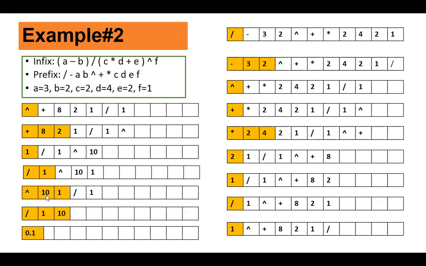Now this is an operator followed by two operands. So pop out 10, pop out 1. So it is 10 raised to 1. Answer is again 10. So insert it at the rear. Okay. Now front is pointing here at a division symbol. Then you have 1. This is an operator followed by two operands, 1 and 10. So carry out the operation, that is 1 by 10. So what is the answer? Answer is 0.1. So this prefix expression with these values is evaluated to 0.1.